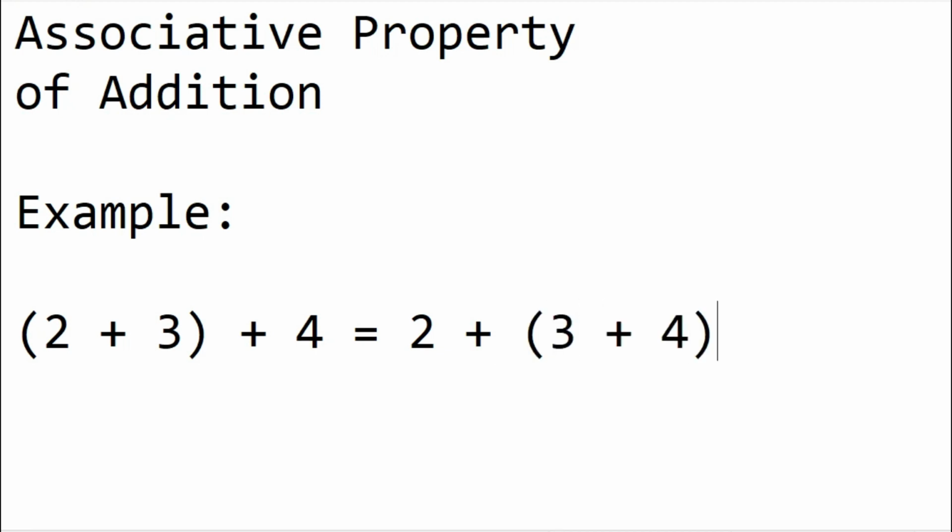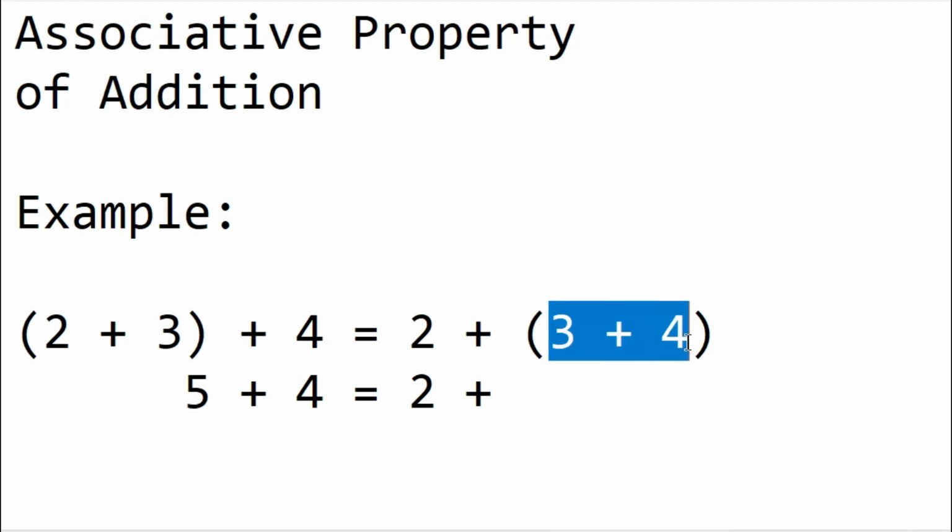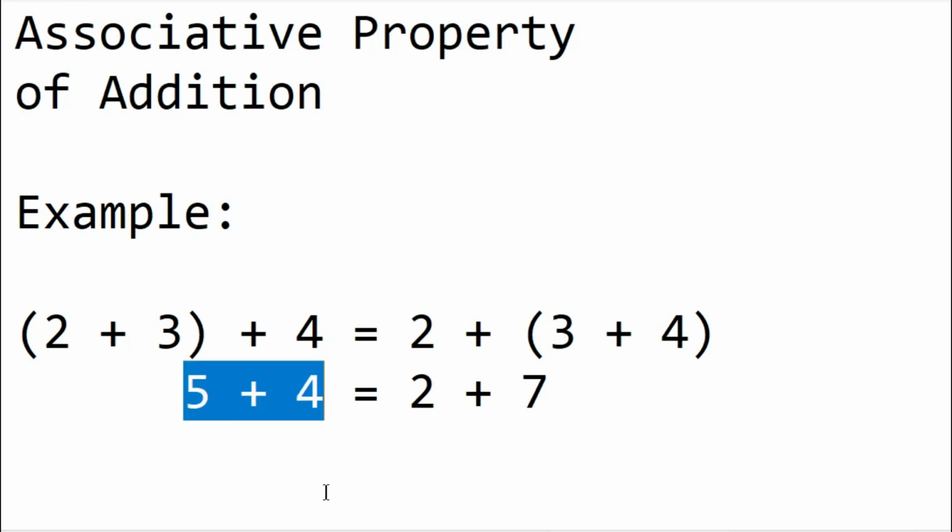Para sa halimbawa ng associative property of addition, meron tayong group of 2 plus 3, then i-add natin sa 4 is equals to 2 add to the group of 3 and 4. Kapag kinuha natin ang kanilang mga sum, ito ang lalabas. Meron tayong 2 plus 3 is equals to 5, then plus 4. Tapos sa kabila, meron tayong 2 plus yung grupo ng 3 plus 4 na 7. Then, 5 plus 4 is 9.